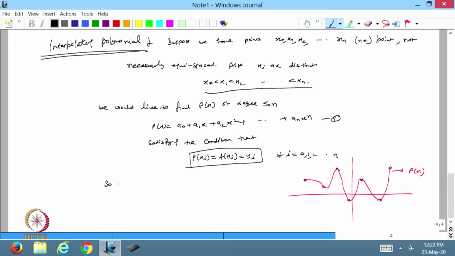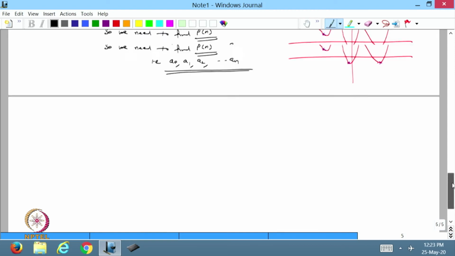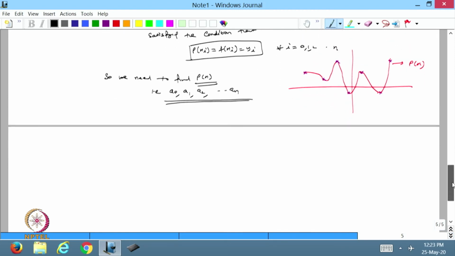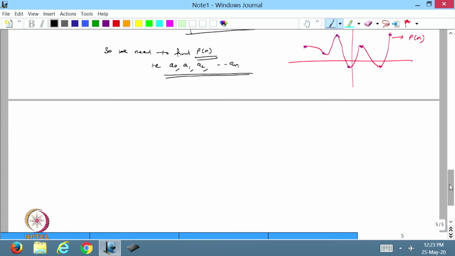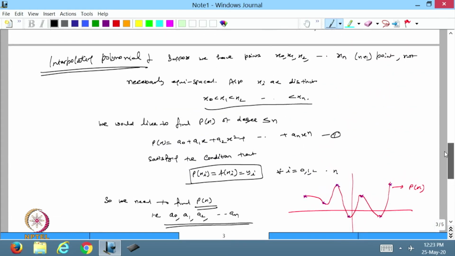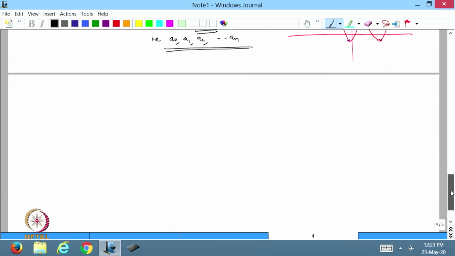So, we need to find P(x), and that is the coefficients a0, a1, a2 up to an. To find P(x), I should know the values of a0, a1, a2, all these values we have to find out. That will be my interpolating polynomial. So, let us try to find these coefficients a0, a1 up to an.